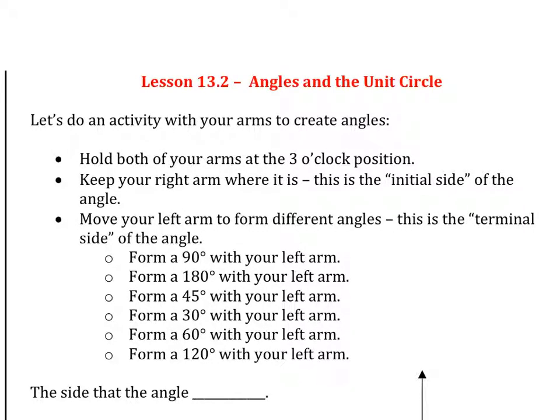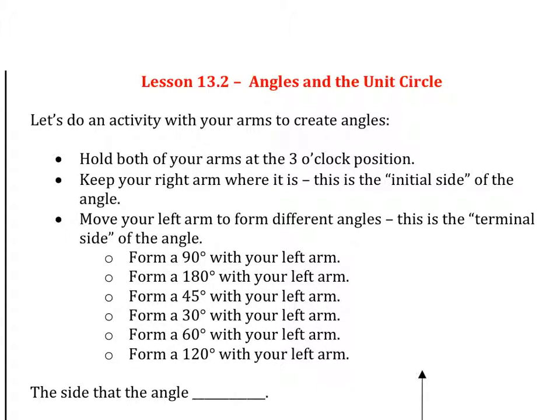All right, so let's do an activity first. You're going to give me both of your arms. You're going to hold your arms at the 3 o'clock position. So everyone take out both arms and go like this, 3 o'clock. This is where 3 o'clock is.